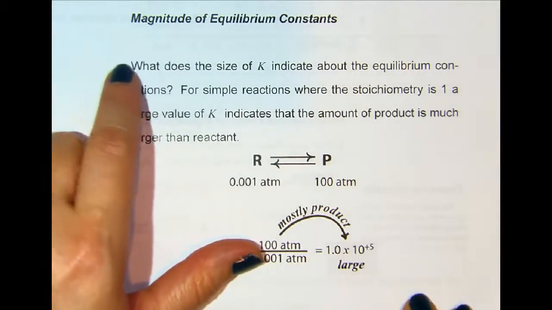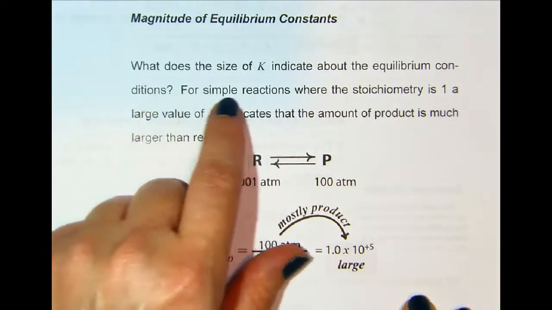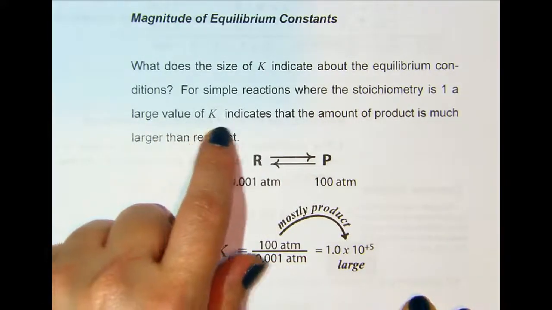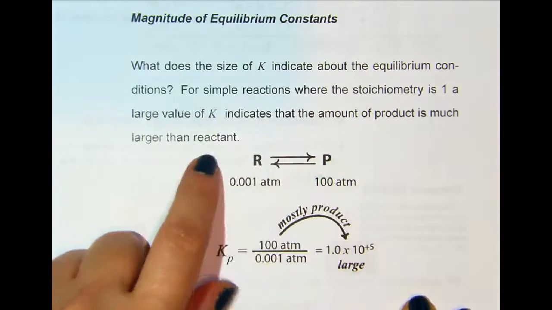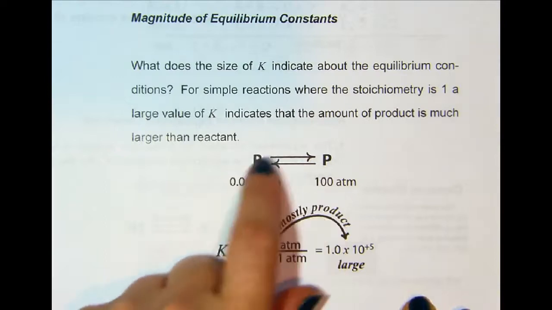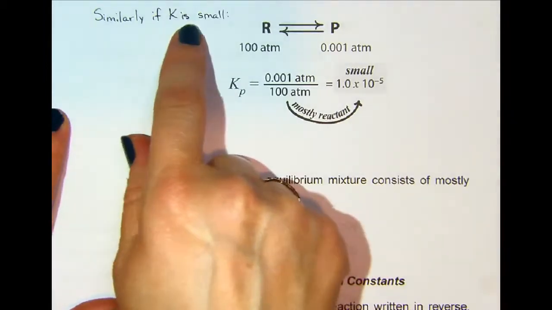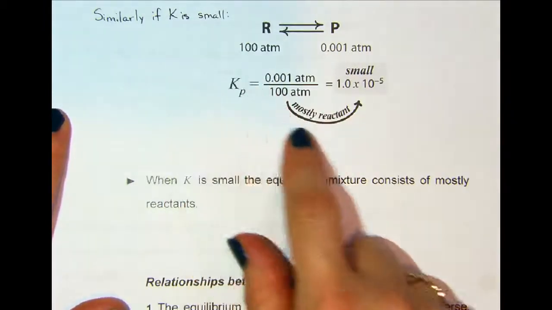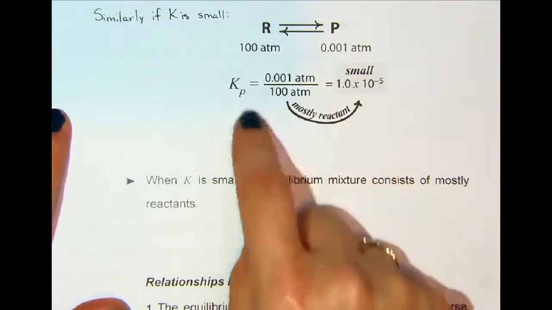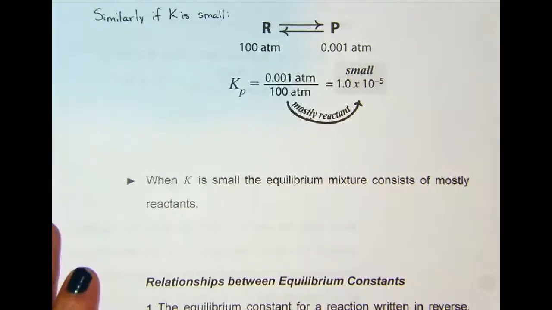Magnitude of equilibrium constant. What does the size of K indicate about the equilibrium conditions? For simple reactions where the stoichiometry is 1, a large value of K indicates that the amount of product is much larger than reactant. So there's mostly products and very little reactants at equilibrium when you have a very large value of K. Similarly, if K is small, then you're going to have mostly reactants, a large amount of reactants and a very small amount of products at equilibrium. When K is small, the equilibrium mixture consists mostly of reactants.